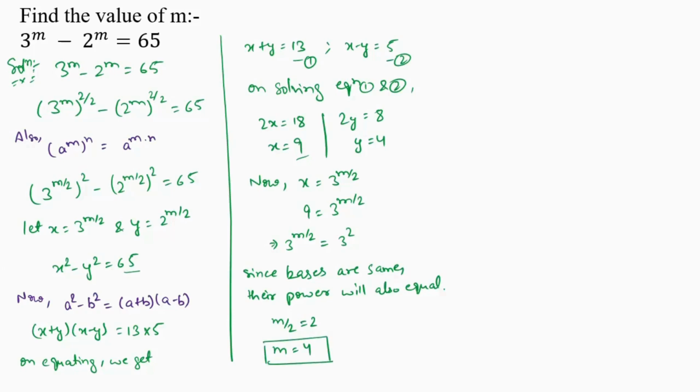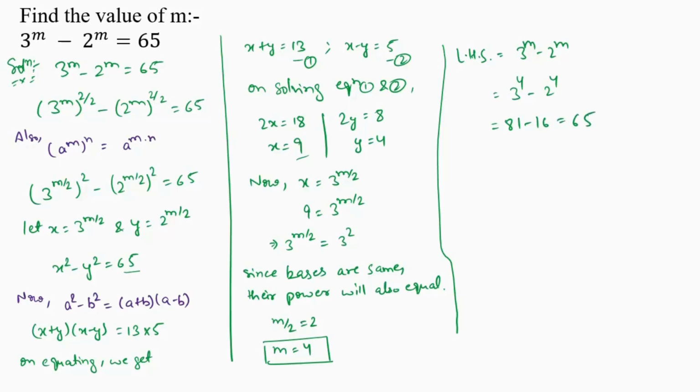Now let's substitute the value of m, that is 4, in the given equation to see if it satisfies the given equation. So we have left hand side equals to 3 raised to power m minus 2 raised to power m. So substituting the value of m, that is 4, we get 3 raised to power 4 minus 2 raised to power 4. On solving this we get 81 minus 16, that is 65, and this is equal to right hand side.